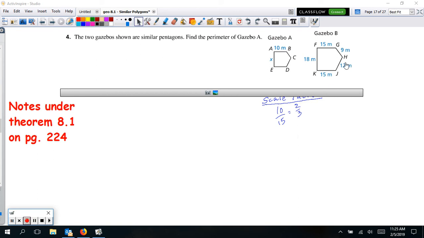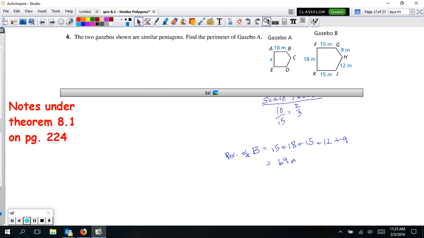At that point, we now need to figure out what the perimeter is of gazebo B, and we can do that because we have all the side lengths for gazebo B. So the perimeter of B is going to be adding all these sides up. 15 and 15 make 30, 18 and 12, that also makes 30. So that makes 60 plus 9, so our perimeter is 69 meters for gazebo B.